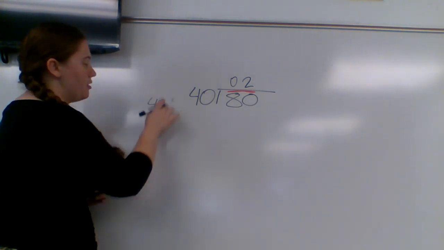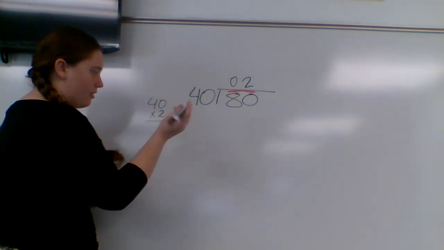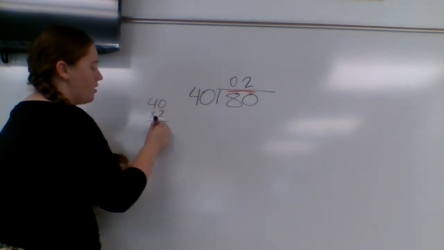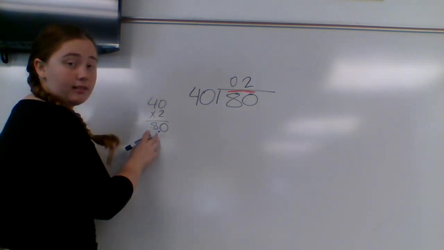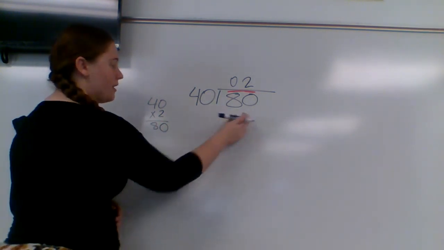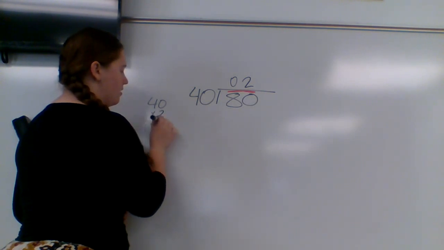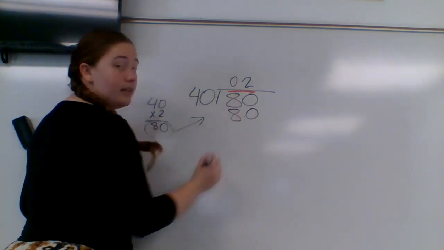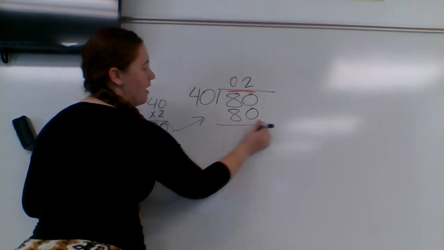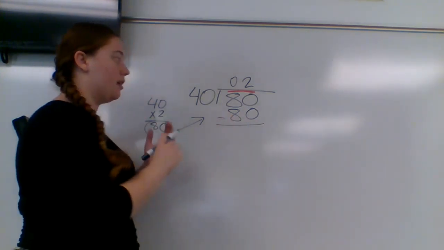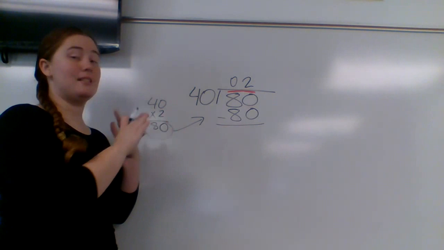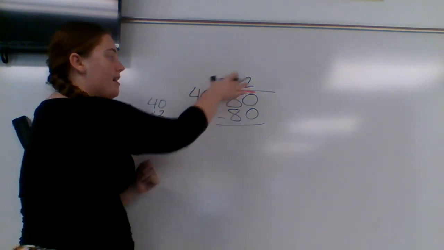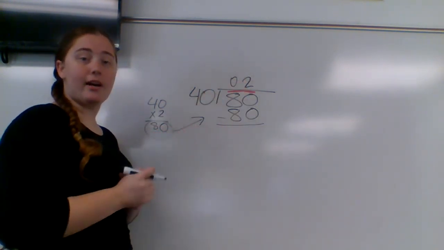40 times 2, well, 2 times 0 is 0, and 2 times 4 is 8. So that's my number that I'm going to write over here. I'm going to write this 80 over here. And my next step after I divide and multiply is to subtract. So I'm going to subtract 80 minus 80. I know how to do that.